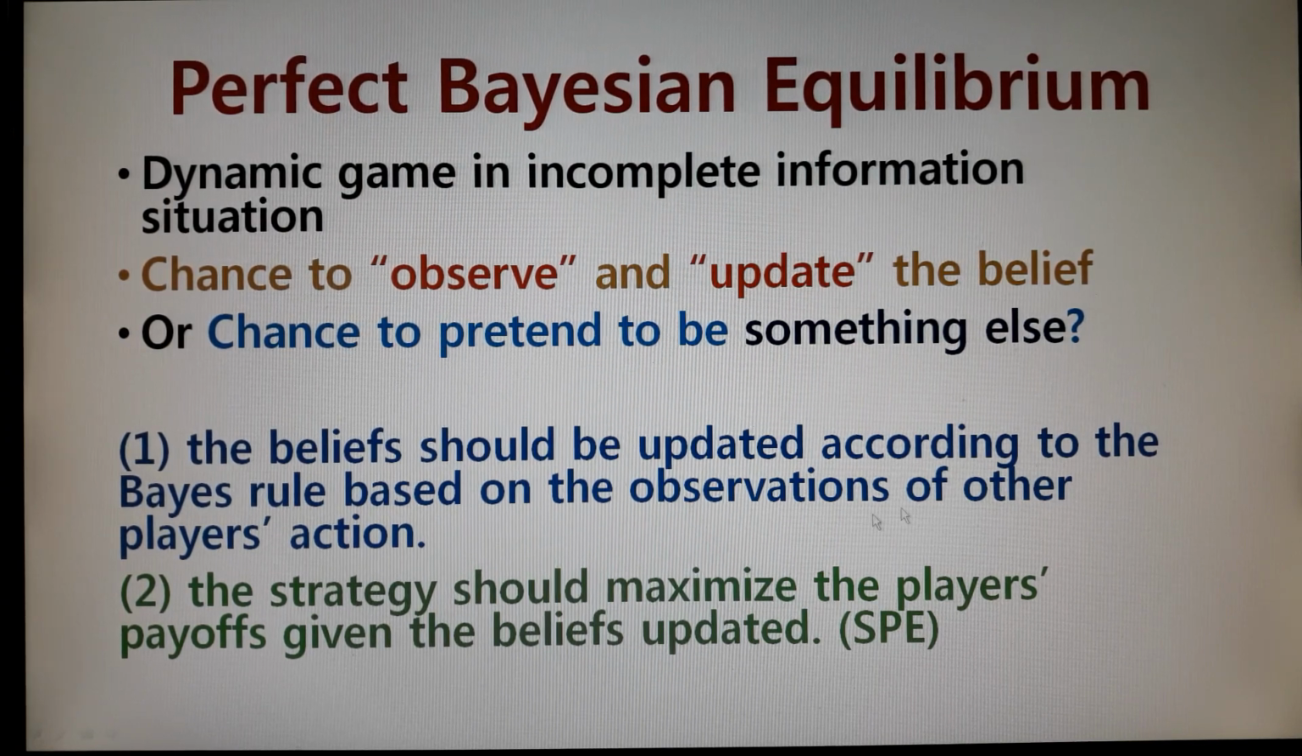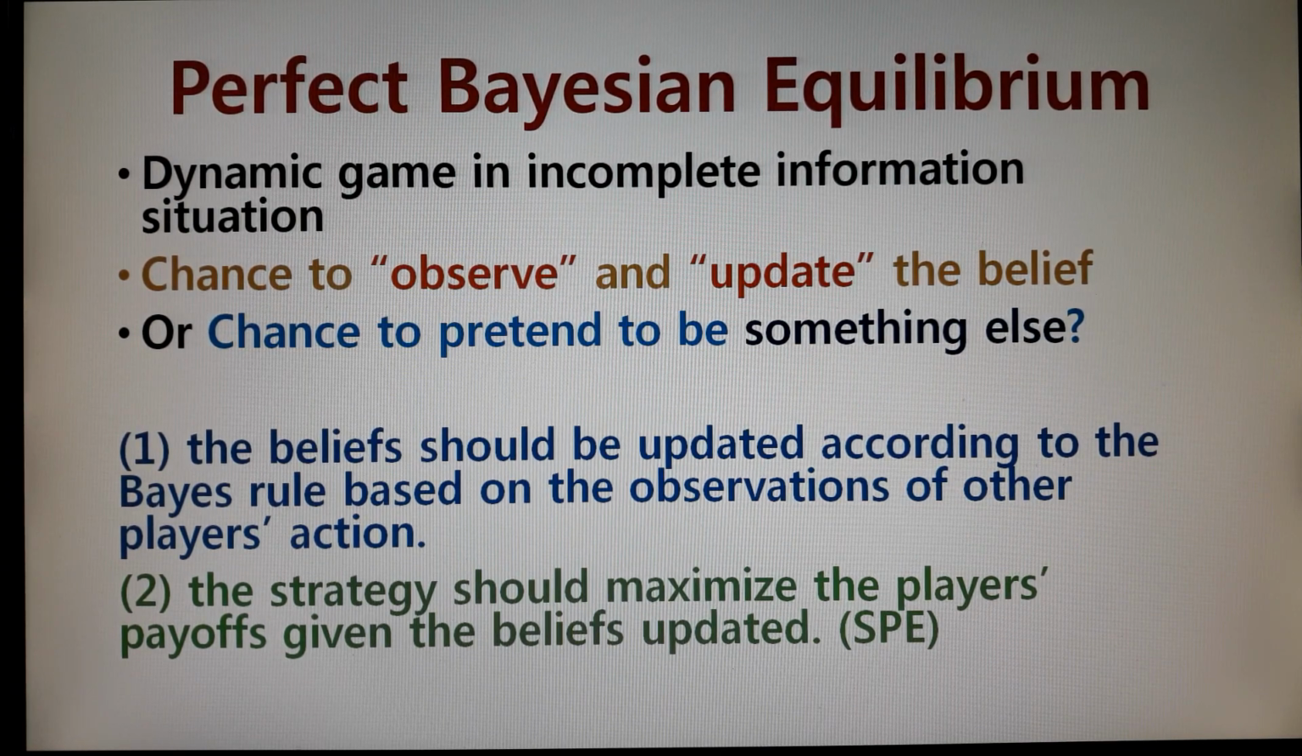The beliefs should be updated according to the Bayes rule. Okay, there's a rule in statistics for how to update based on the observation. That is the Bayes rule. Basically, they have to calculate the new belief probability based on their observations, like conditional probability. If someone acted like this, based on that, what is the new probability belief? The strategy should maximize the player's payoff, given the updated beliefs. That's exactly the subgame perfect equilibrium.